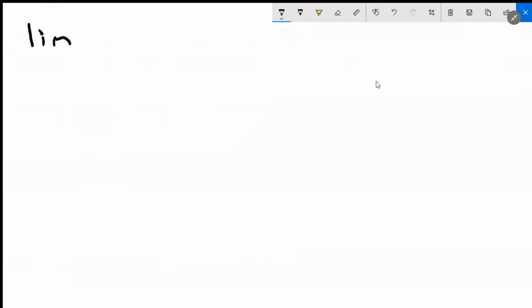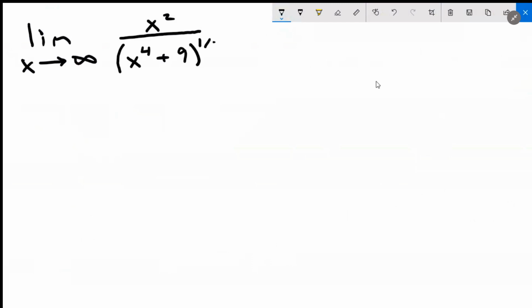We have the limit as x goes to infinity of x squared over radical x to the fourth plus 9. And I'll just write that as 1/2. That's the same as square root. And double check that that's right.